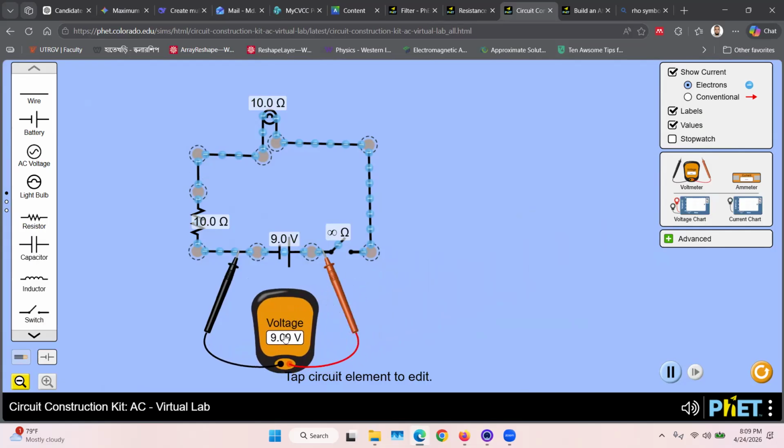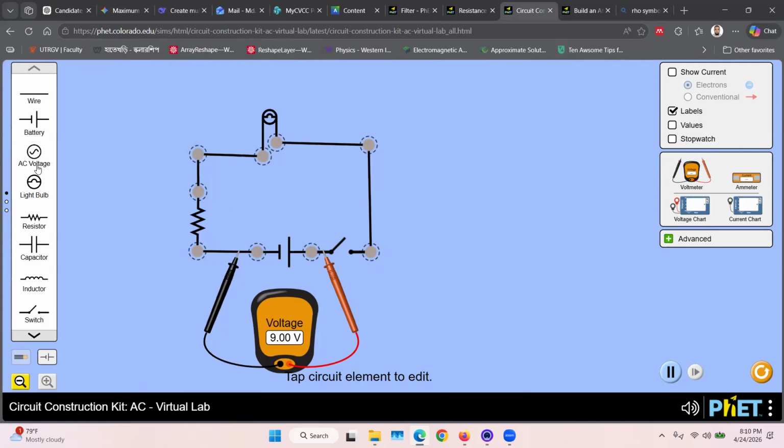What is parallel and series? I will explain to you later. Right now, we don't need this one. So we don't need the values. We are saying here, this is the switch. This is the inductor. This is the capacitor. From the lecture, you already know this is the capacitor and this is the resistor. This is the light bulb.